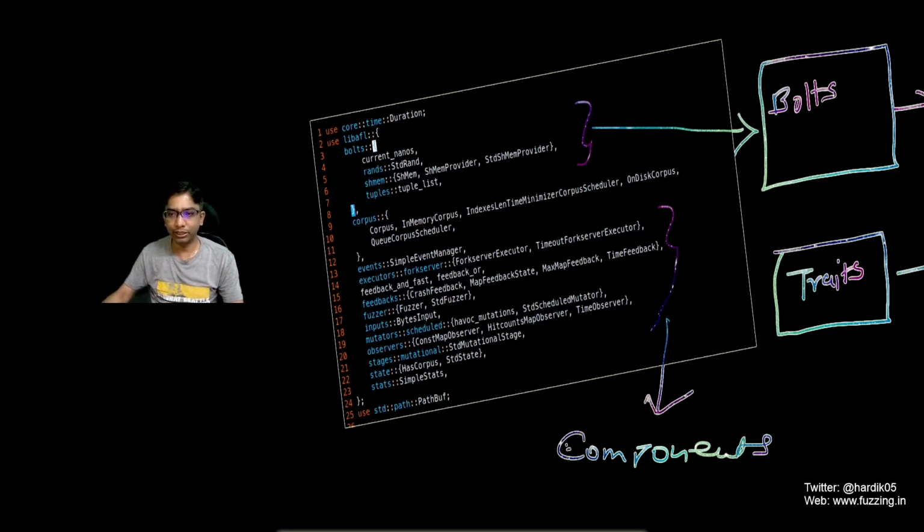You will notice that it contains various components as we discussed in our last video, like it has some bords, it has corpus, events, executor, feedbacks, fuzzer, etc. So basically whatever is required to create a fuzzer is present over here. Now we can have a look at the different components over here, how this fuzzer has been created and how it actually works.